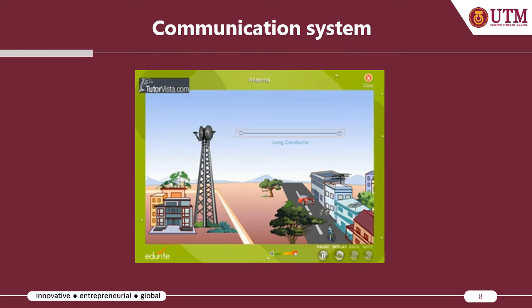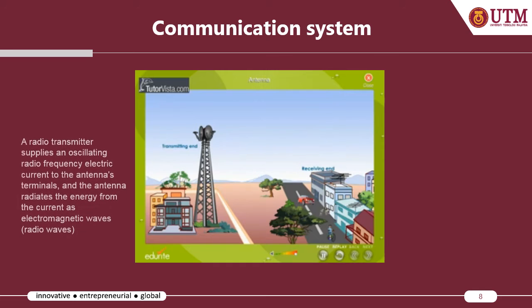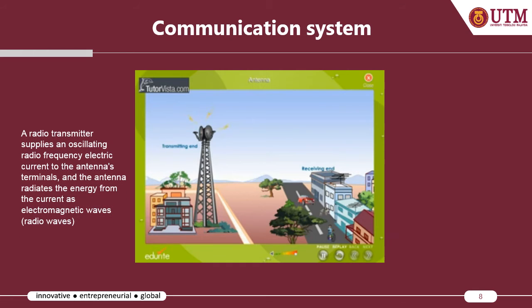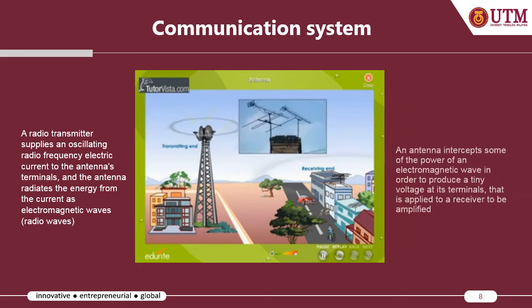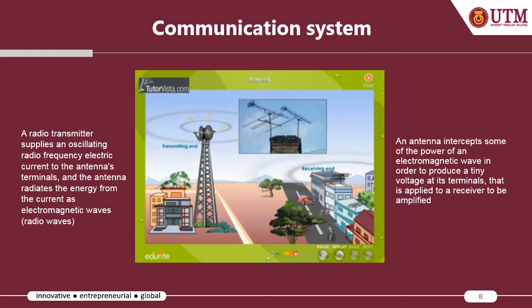Okay, let's look at how the overall communication system works from the transmitting end to the receiving end. At the transmitting end, it converts electrical energy into electromagnetic waves and then radiates into free space. At the receiving end, it receives electromagnetic waves and then transforms them into electrical signal, which acts as input for the receiver.